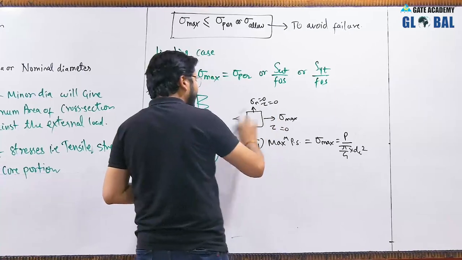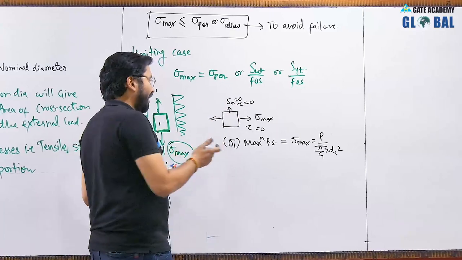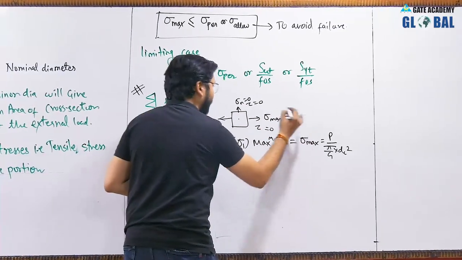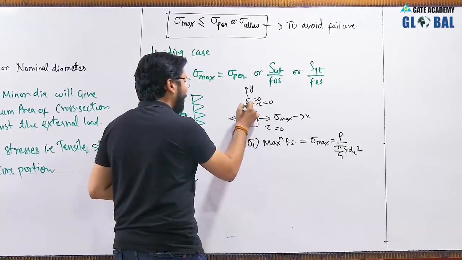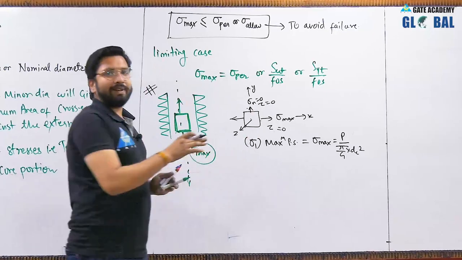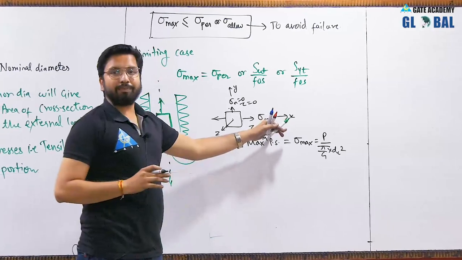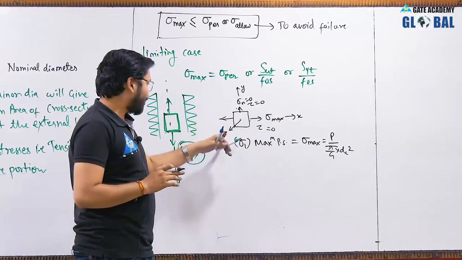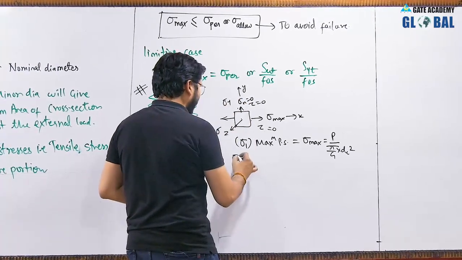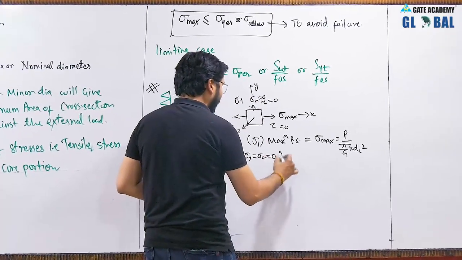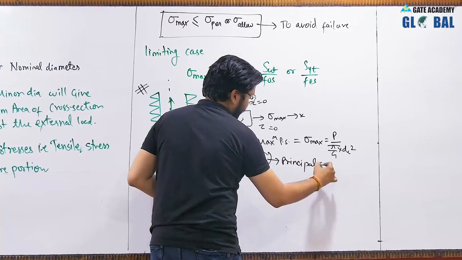As you can see, there is no shear stress in any plane. If you consider this as the x direction, this as the y direction, and this as the z direction, then the x plane, y plane, and z plane are all principal planes because none of them carries any shear stress. So sigma max will be the principal stress, and sigma y and sigma z also are principal stresses, both equal to 0.